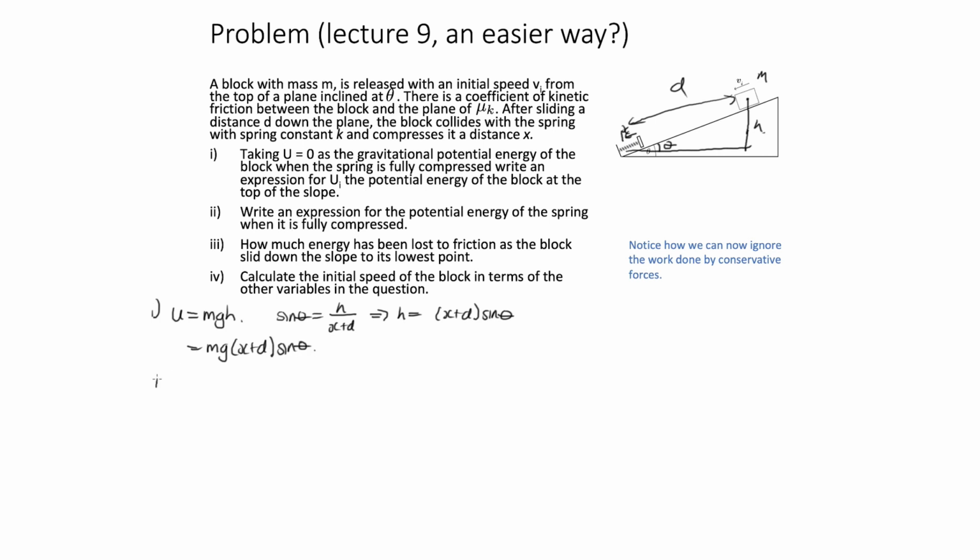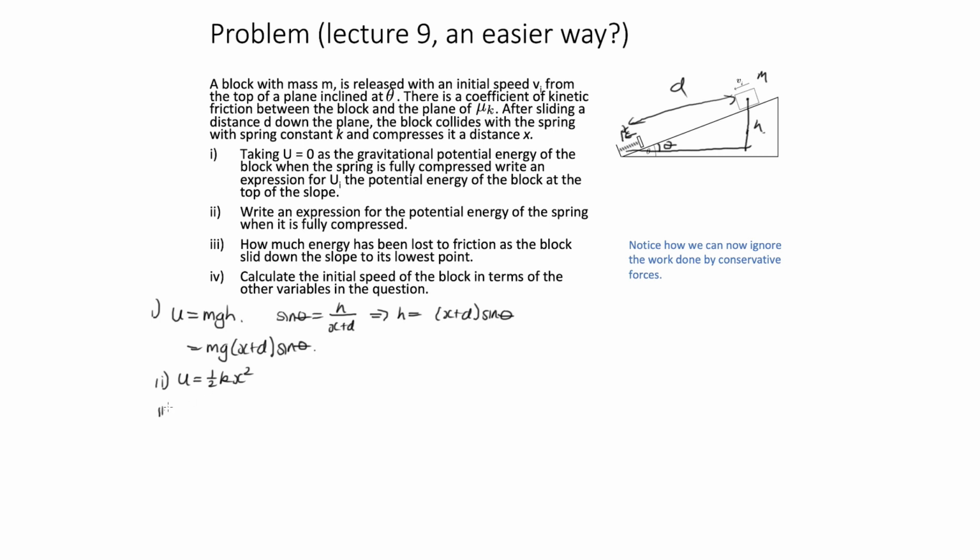Now part 2 says write an expression for the potential energy of the spring when it is fully compressed. So if we take the initial potential energy of the spring when it's at equilibrium as 0, then we know that the potential energy of the spring is given by a half kx squared. So that's the potential energy when it is fully compressed at distance x.